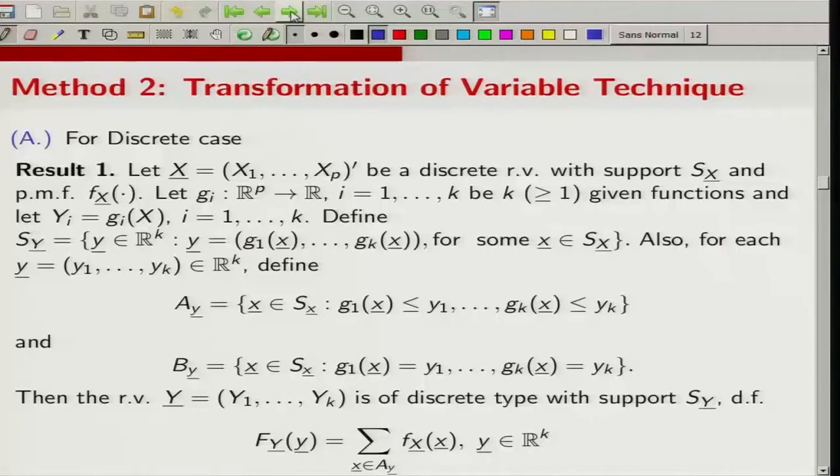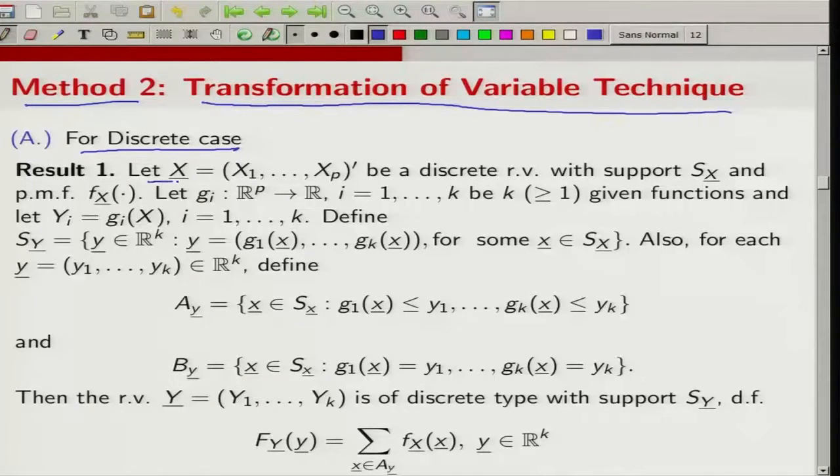Now, let us consider the second method. Under this method, which we call the transformation of variable technique, let us see what the technique is for the discrete case. In this case, we try to directly find the probability mass function of y.